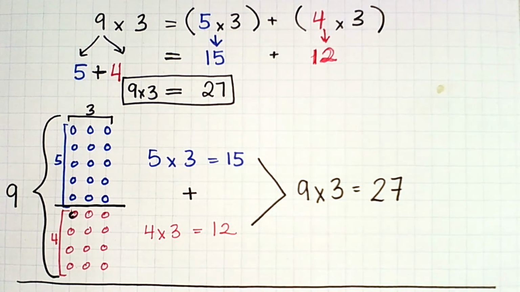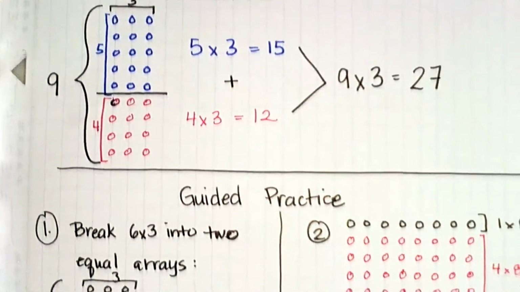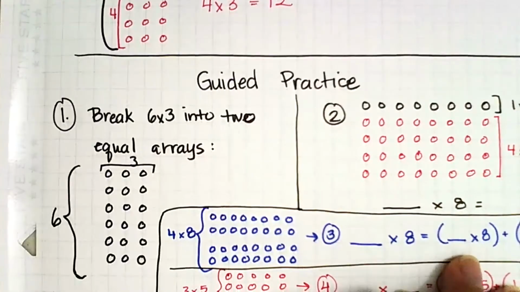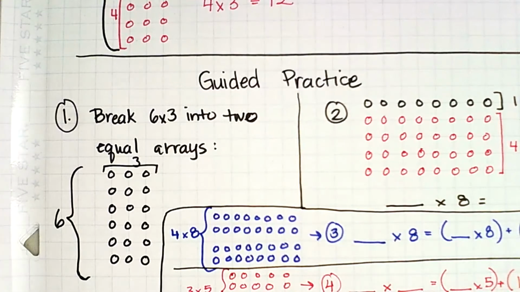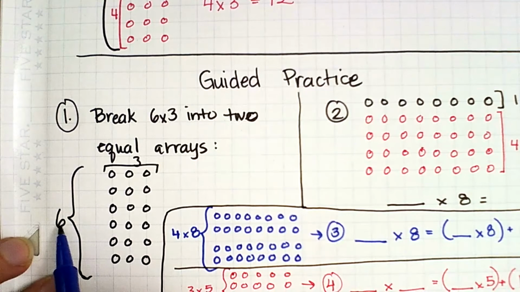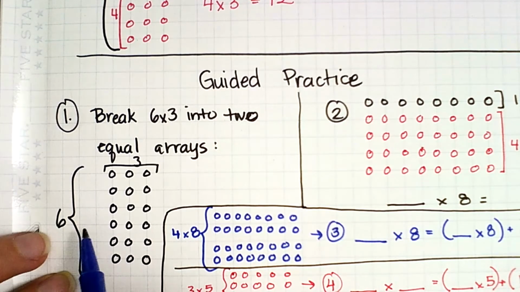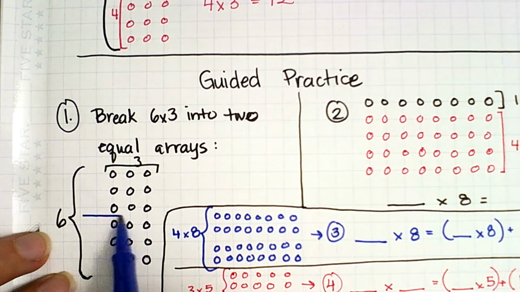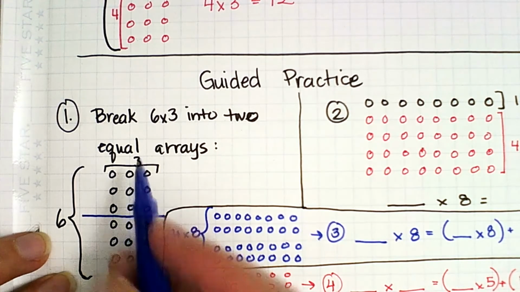Now let's go on to our guided practice questions. Remember, we said that Raphael broke up his 6 times 3 array into 2 equal arrays. So how can we break apart a 6 times 3 array into 2 equal arrays? Think about the number 6. Can we split that into 2 equal groups? Well, we know we can make 6 with 3 plus 3, or 3 times 2. So I can count 3 and then another 3.